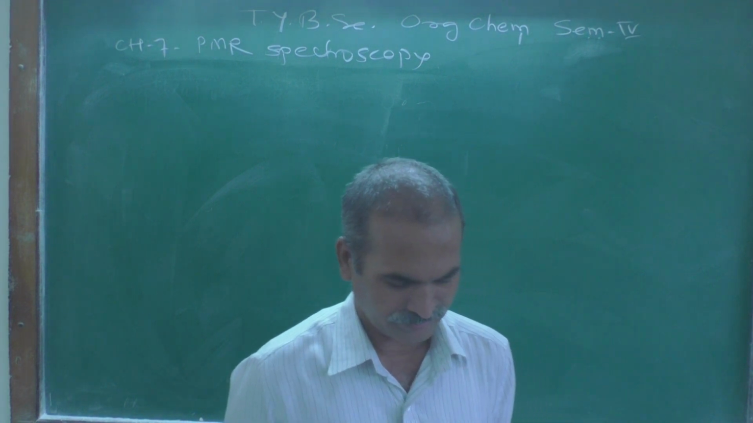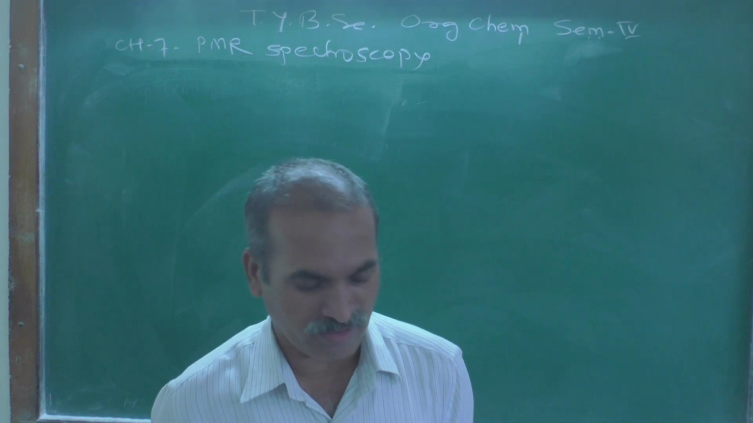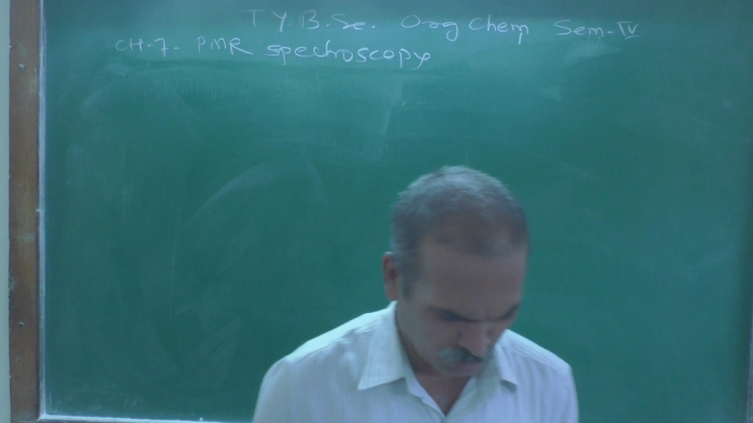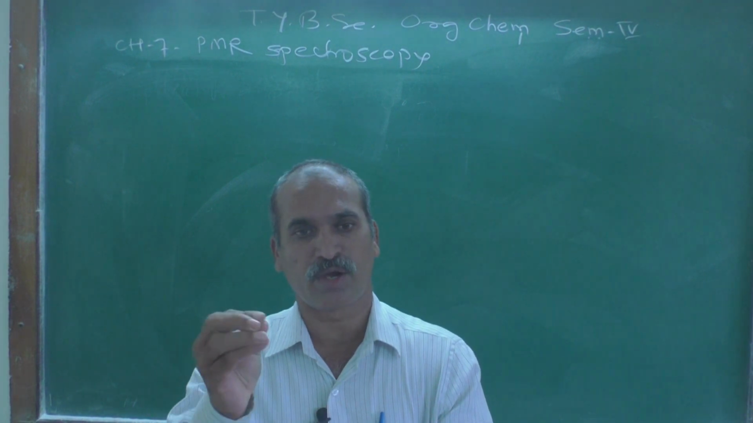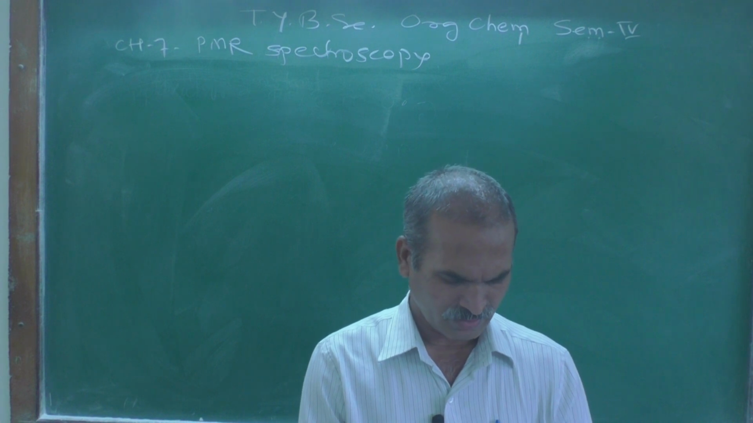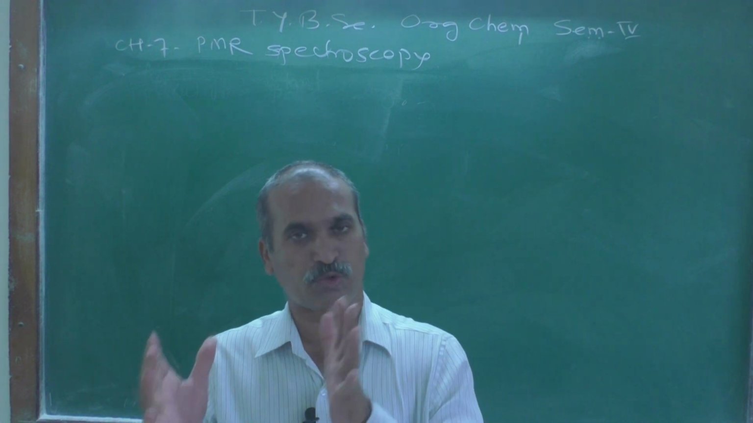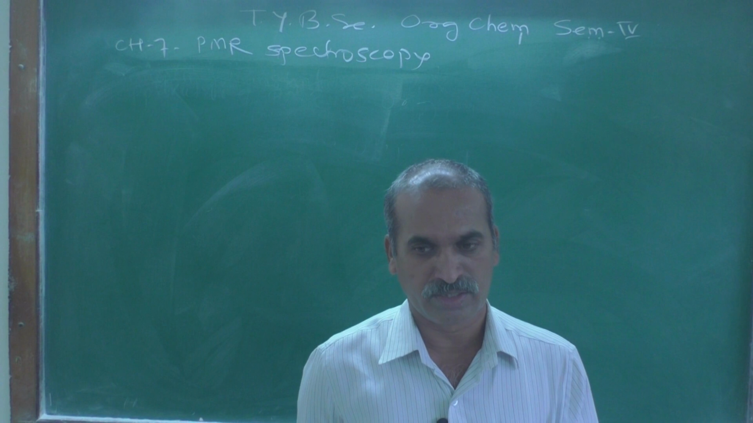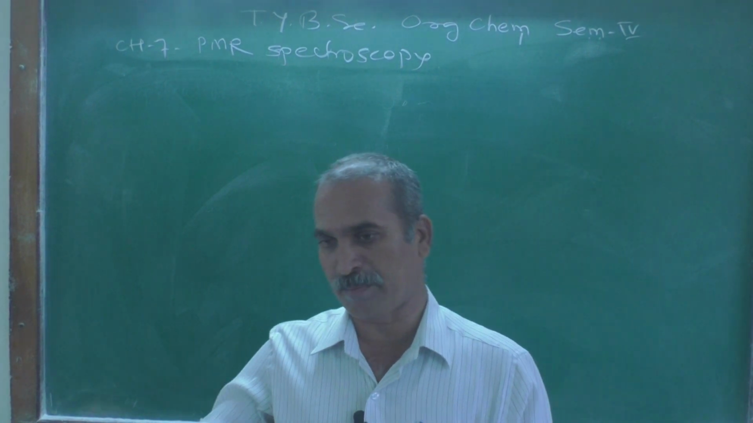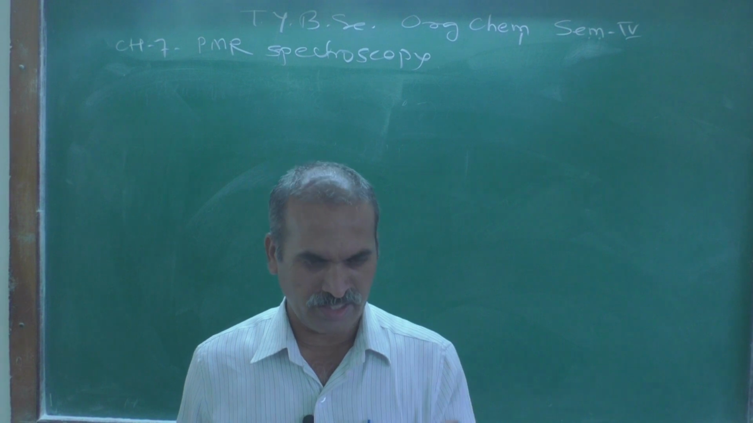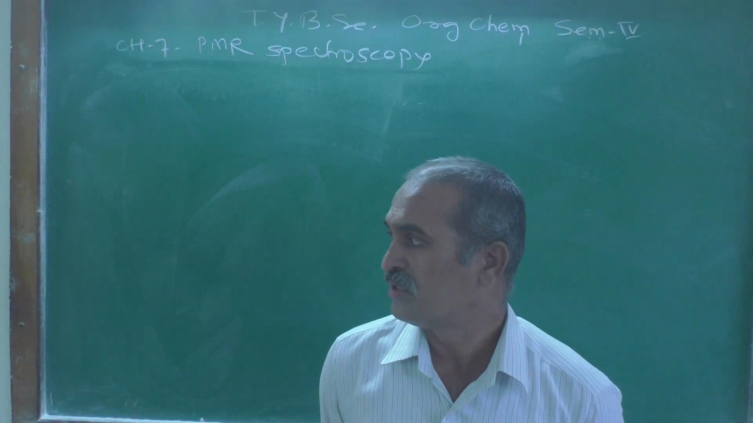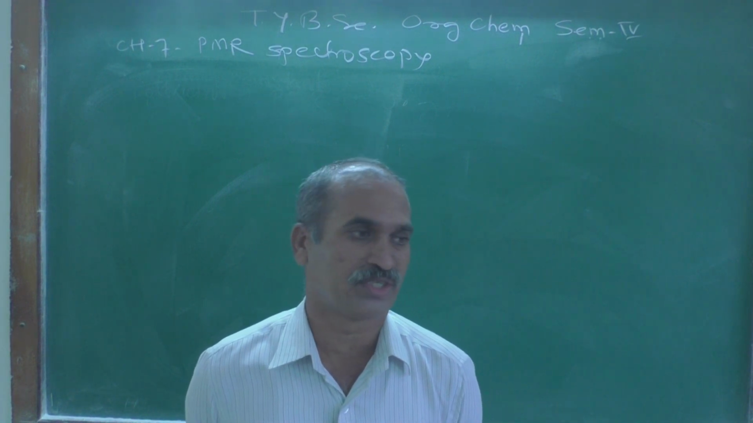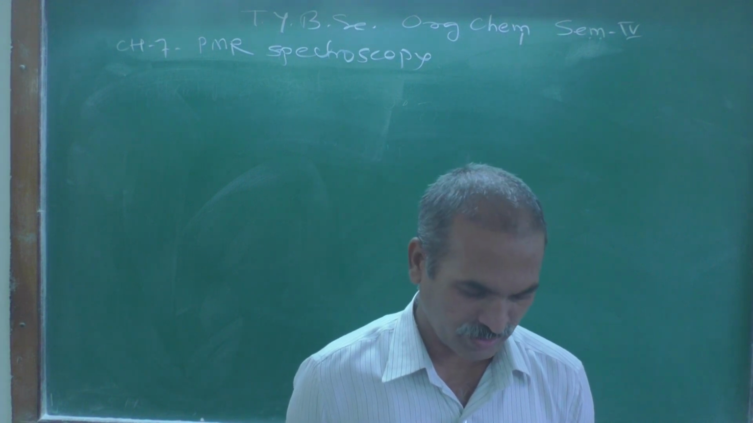Now moving toward the next application, the fifth application. The PMR spectrum is useful to detect hydrogen bonding. When the H of an OH group is replaced by deuterium, the signal due to that H disappears. That clearly indicates that hydrogen bonding is present, and this is one application of PMR spectroscopy.